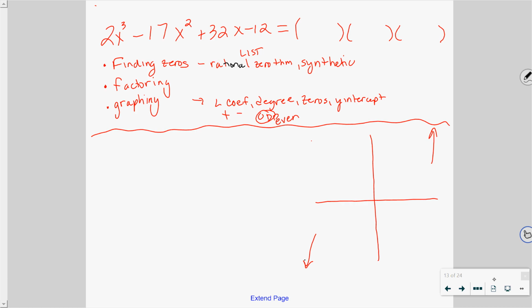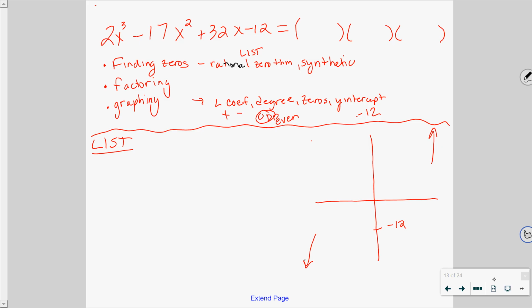Y-intercept. Caroline, what's the y-intercept? Very good. -12 is our y-intercept. So I already have a bunch of pieces. To make this graph better, I can find the exact zeros. So that's what our list helps us do. So this is the stuff we were doing yesterday.